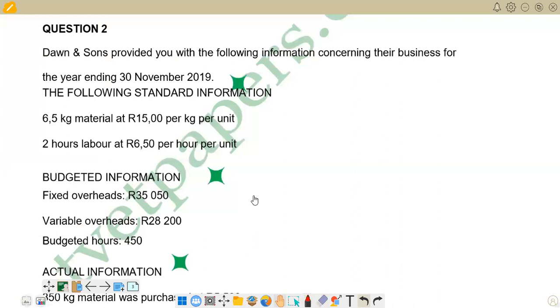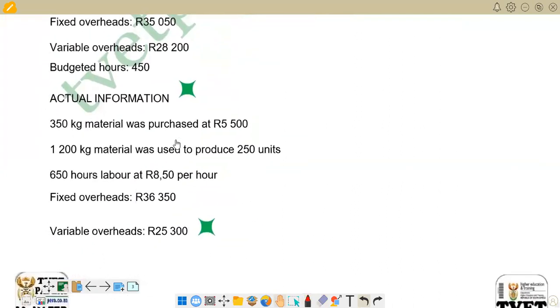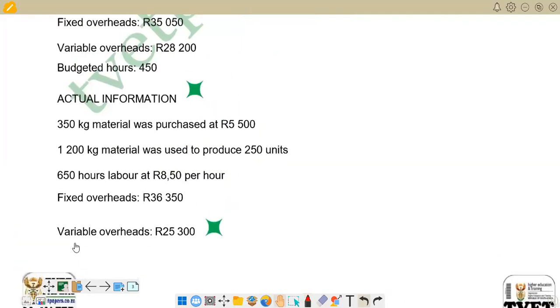And then also we have got actual information that we are given there. It reads 350 kg material was purchased at 5,500 rands and 1,200 kg material was used to produce 250 units, 650 hours labor at 8 rand 50 per hour. And then we've got fixed overheads at 36,350 rand. Then lastly there we have got variable overheads, which is 25,300 rands. And this is the information that we have on this page, and then we can go to the next page to see what we have.